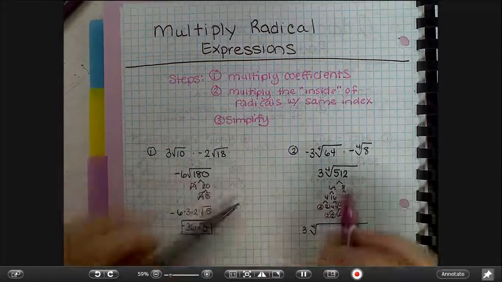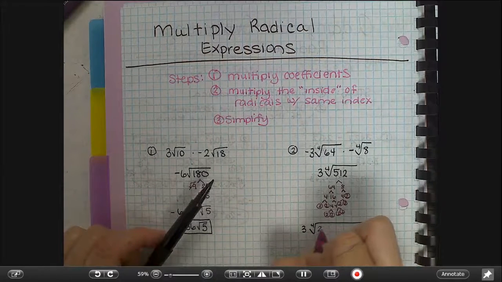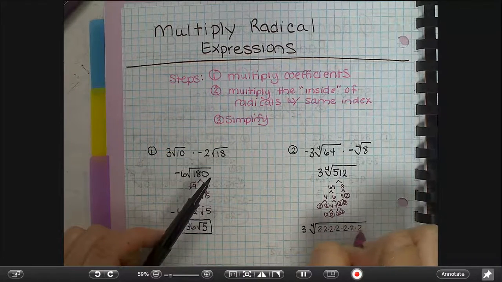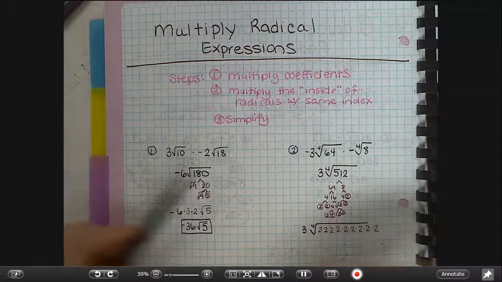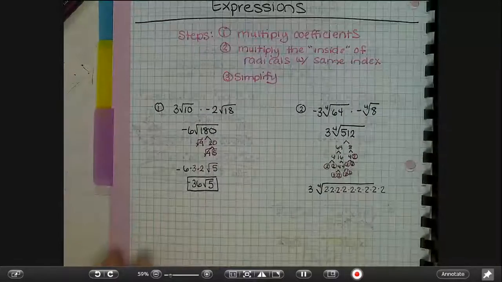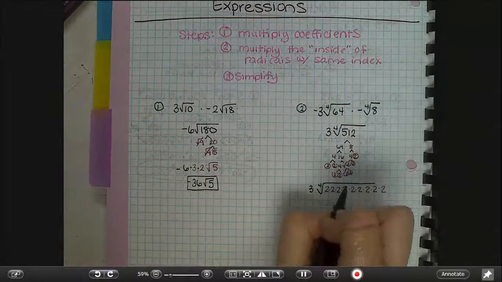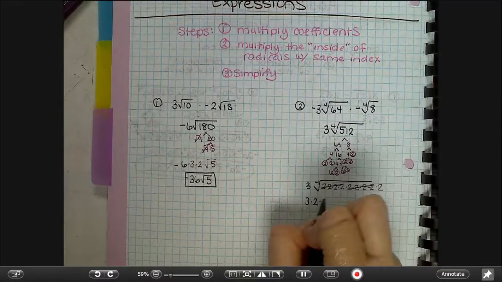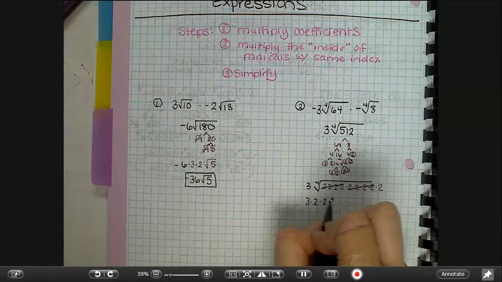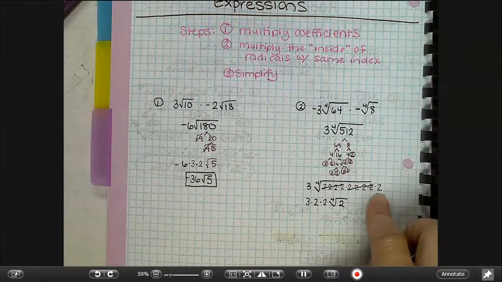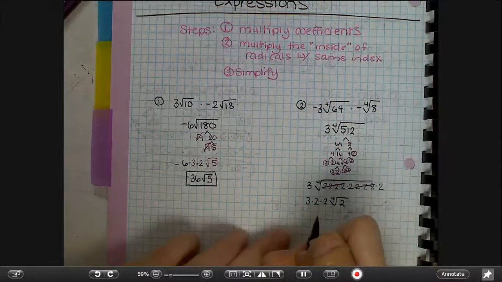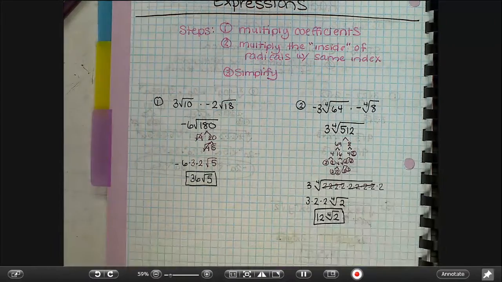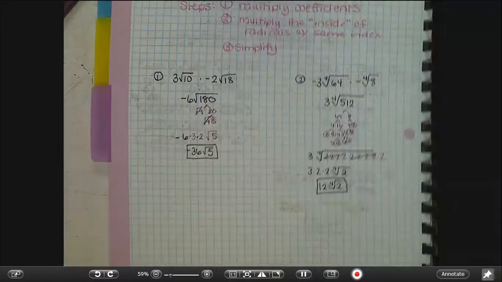I'm going to count up all my 2's. 1, 2, 3, 4. 1, 2, 3, 4. And one more. And since it's a fourth root, we need to take out groups of 4. So that's a group of 4. 3 times 2. There's a group of 4 times another 2. And the fourth root of 2, because that does not have enough. 3 times 2 is 6, times 2 is 12. So 12 times the fourth root of 2. So multiply and simplify. That's basically the process.